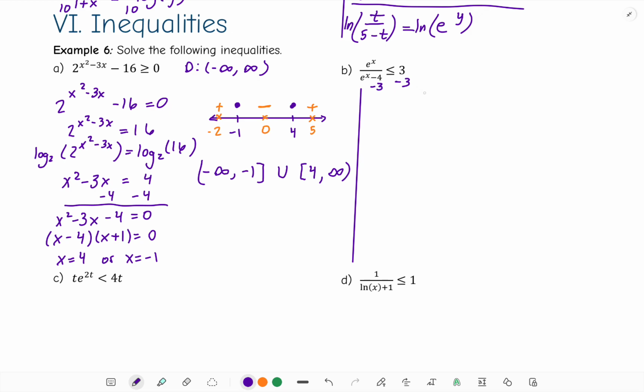So what we have to do instead is subtract 3 from both sides so that we get 0 on one side.